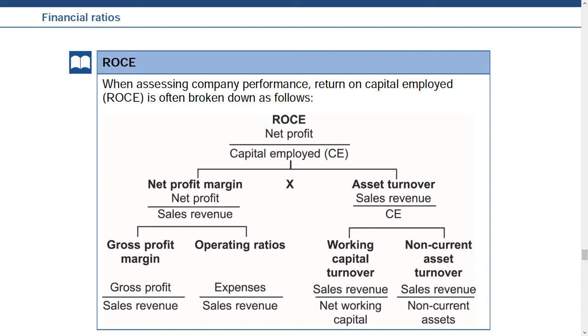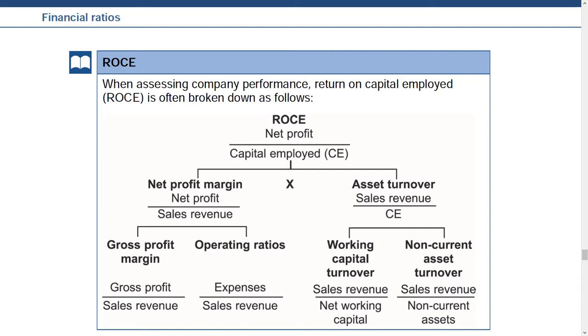Next, the net profit margin could be broken down further into gross profit margin and operating ratios. So what is gross profit margin? Same as net profit margin only. Here it is gross profit, there it was net profit, but the denominator is sales revenue only. Operating ratios, expenses divided by sales revenue. Here it is expenses but sales revenue only. That's it. Next, asset turnover, if you see, this could be broken down into two: working capital turnover and non-current asset turnover. So working capital turnover, because together it makes assets, right? So working capital turnover is sales revenue divided by net working capital.